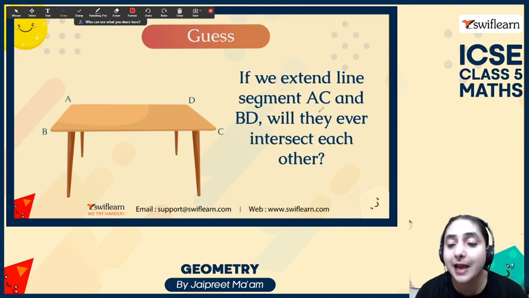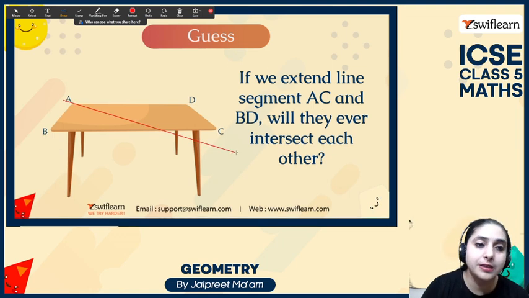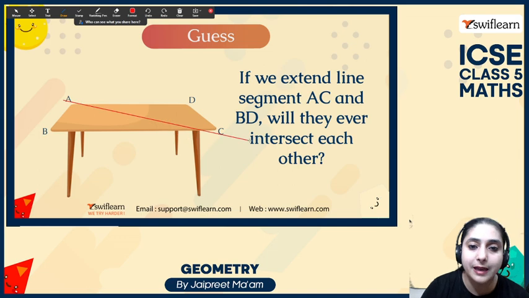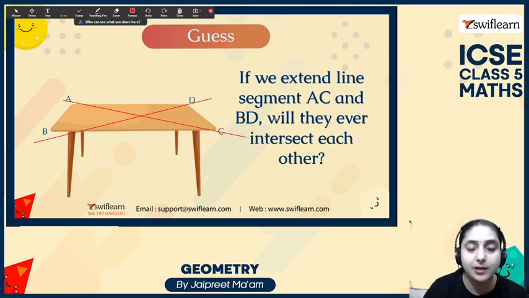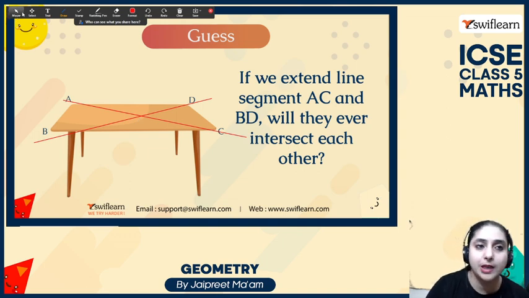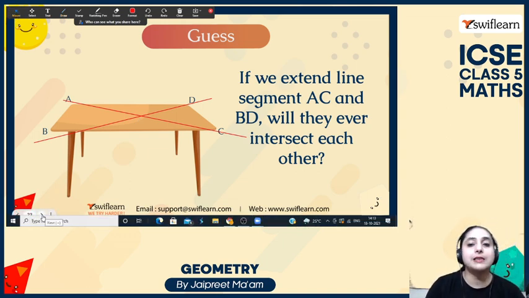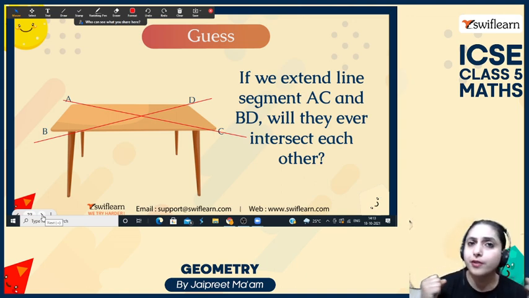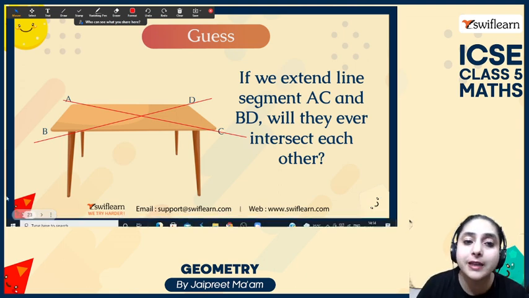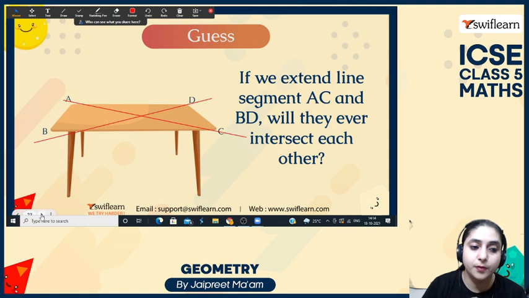If we extend line segment AC, we are talking about this line, and extend BD, these two diagonal lines, they are intersecting each other, right? At a common point, any common point. So this is again an example of intersecting lines. That means the diagonals of a square, rectangle, rhombus, or any quadrilateral or polygon intersect at one common point. Okay?